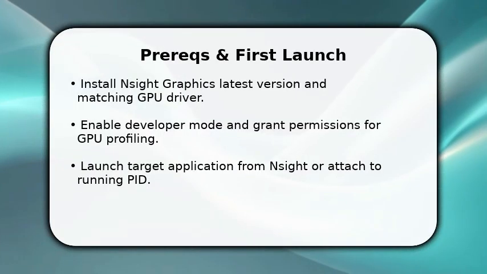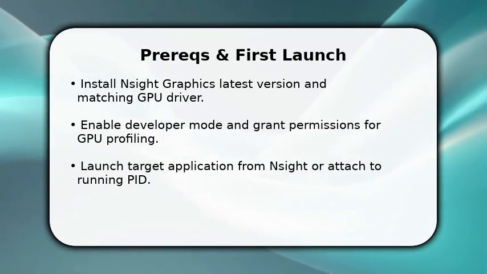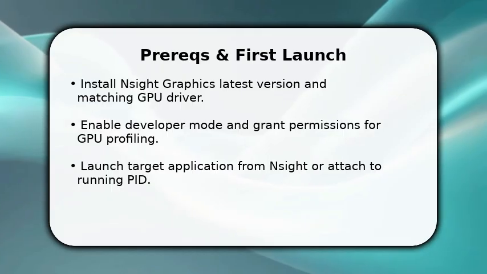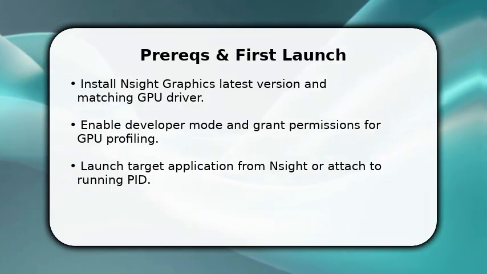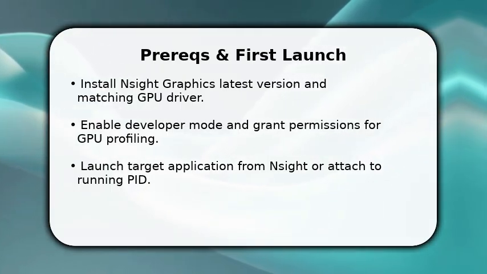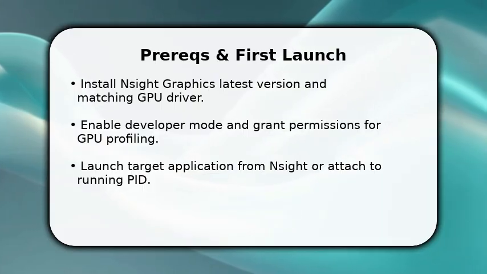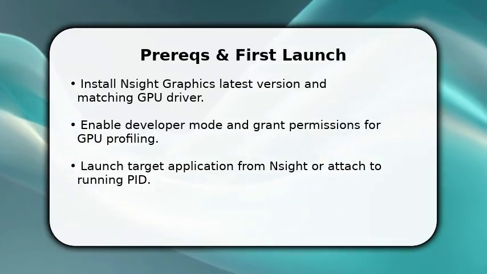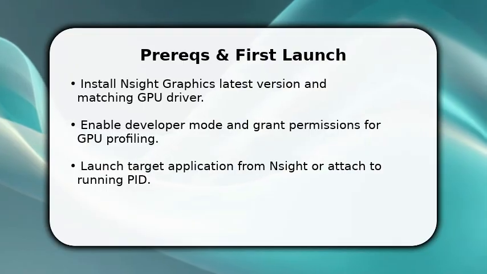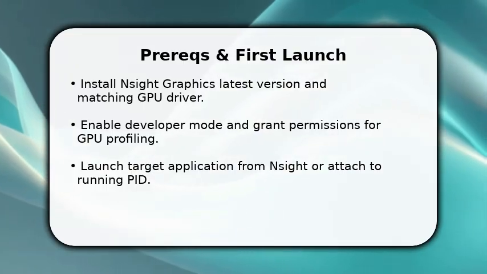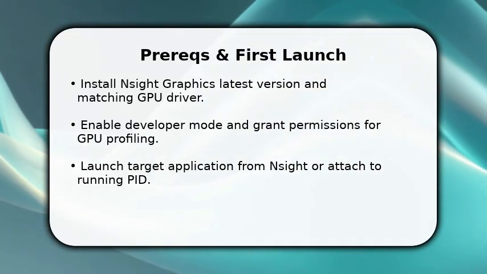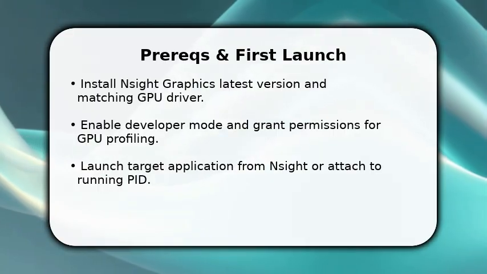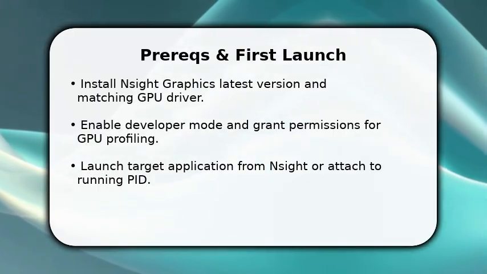You start by confirming prerequisites: the latest NSight Graphics and a compatible GPU driver. Once installed, enable developer mode and grant the tool required permissions so it can capture frames. Next, choose whether to launch your target executable directly from NSight or attach to a running process by PID. Make sure to set the correct working directory and command line args.